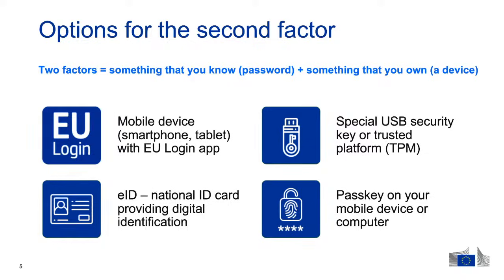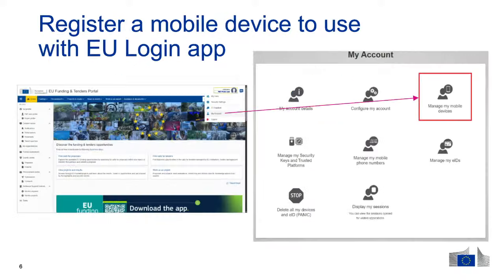You can also buy a special USB security key, or you can use a special chip that is nowadays in most of the modern computers and notebooks as a second factor. So in that case, you wouldn't even need a second separate device, but you can use a device that is in your computer already. And then the last method is to install a passkey on your mobile device or computer. And I will now go through the 4 methods with a bit more detail.